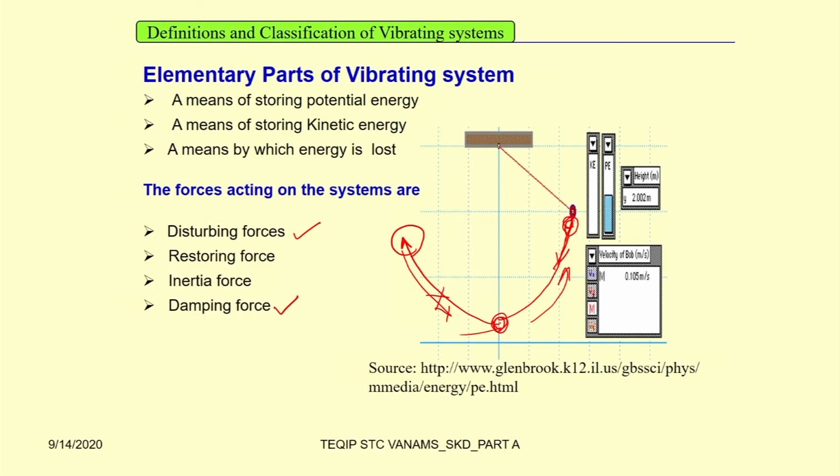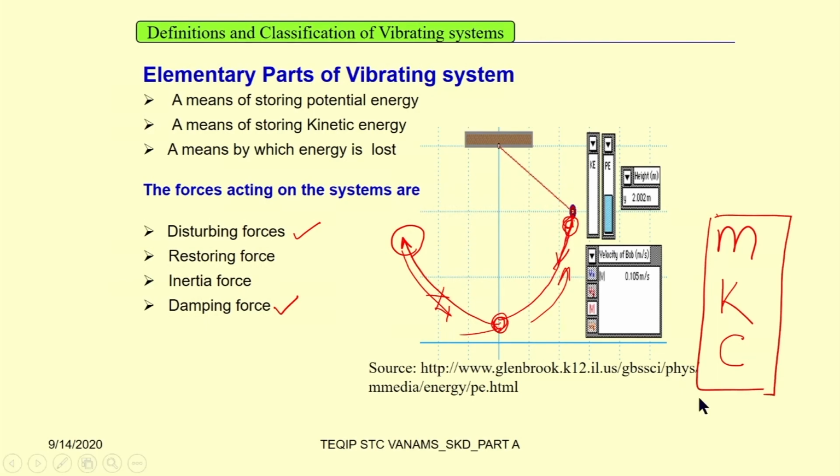The parameter responsible for storing potential energy is generally known as the stiffness of the system, and that is generally represented by K. Then the means of storing kinetic energy: kinetic energy can be stored due to the inertia property of the system, that is the mass property of the system. Then the means of energy loss is another property, the damping parameter. So, we require mainly these three parameters, that is mass or inertia of the system, stiffness of the system, and damping parameter of the system, to represent a vibrating system.